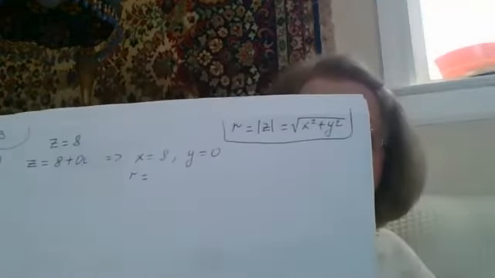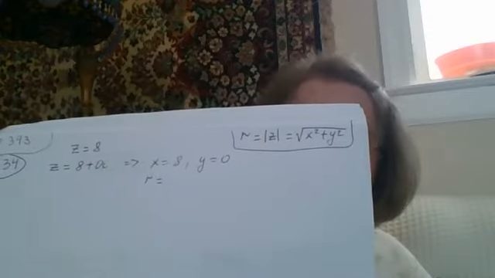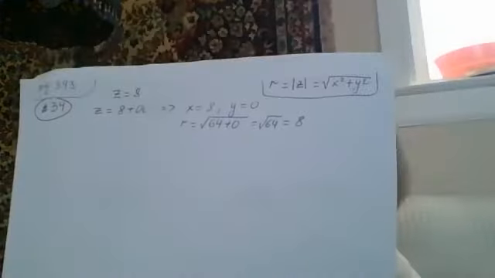Again, I don't know why the book is not showing all these details. So it is the absolute value of that complex number z. r is equal to the square root of 8 squared, which is 64, plus 0 squared. So it is the square root of 64. So you have r equal to 8.